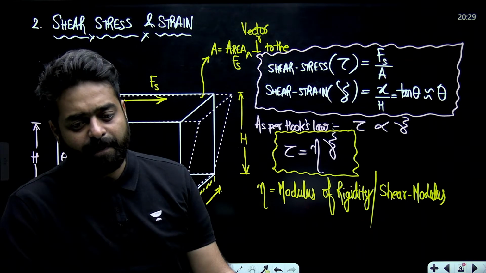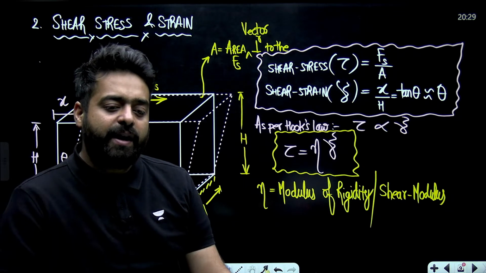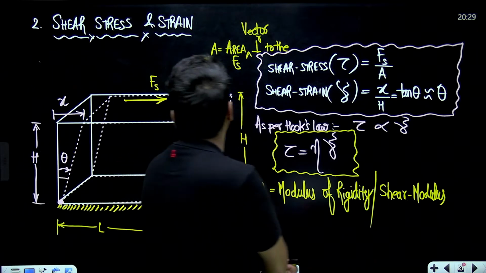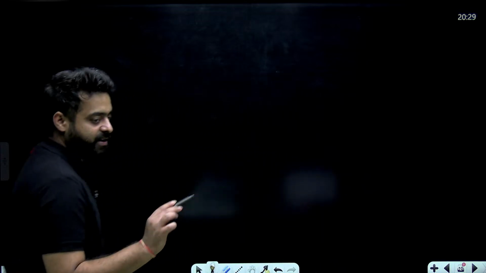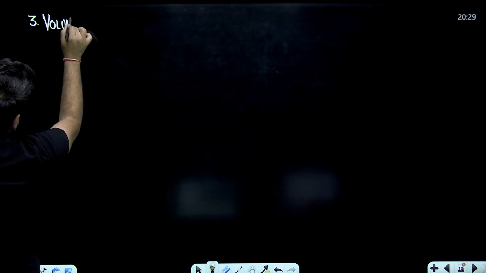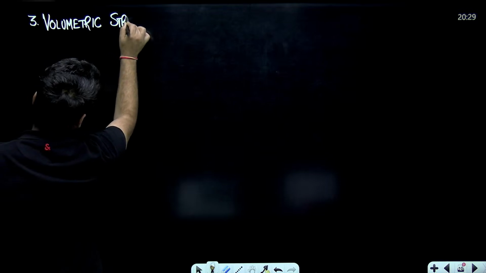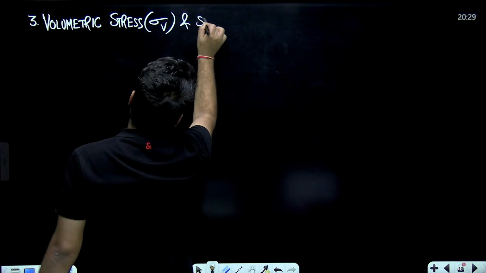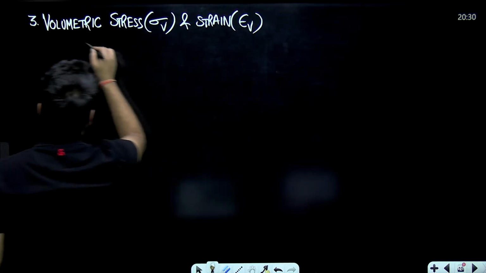Because very simply, if you don't understand the ending point, then it's going to be very, very difficult. And that is your last part. Okay, last type of stress. There are only 3 types of stress. That is called volumetric stress and strain.